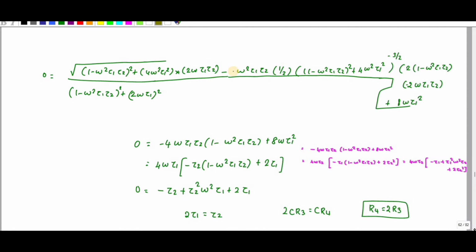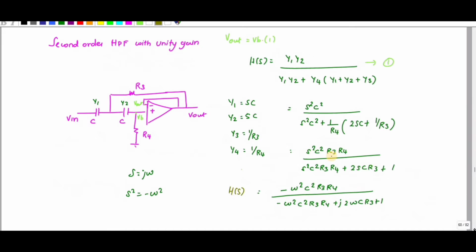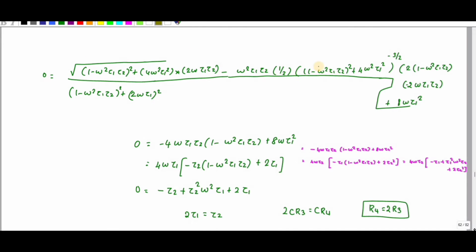minus this term, which you keep constant, omega square tau 1 tau 2. Then I have to differentiate V. If I differentiate V, I will get 1 by 2 of this whole term to the power minus 3 by 2. Now I differentiate the inside term. I will get 2 of this term into minus 2 omega tau 1 tau 2, plus, if I differentiate this term, I will get 8 omega tau 1 square.